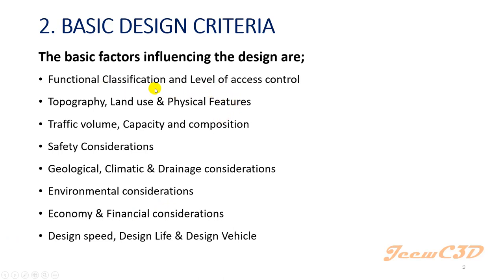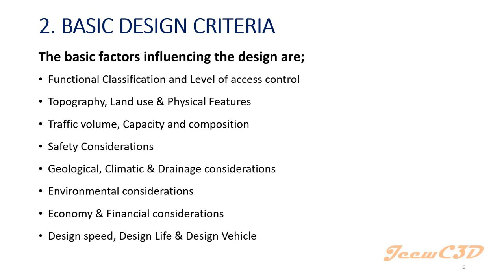So functional classification, I told you what type of road we are designing, what the mobility is, what the accessibility is, whether we are giving more mobility or more accessibility. That is called the functional classification, and the level of access control: how much you are allowing to access that road, how much you will limit. If you consider an expressway, we are not allowing bicycles or three-wheelers to access that road, so we are keeping some kind of access control for smaller vehicles on an expressway. That is what is meant by functional classification and level of access control.